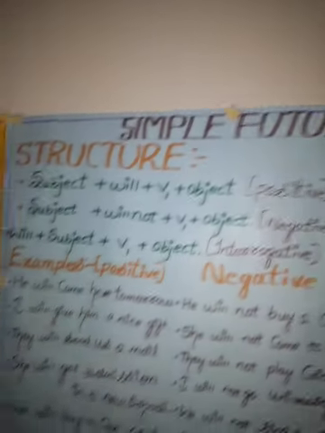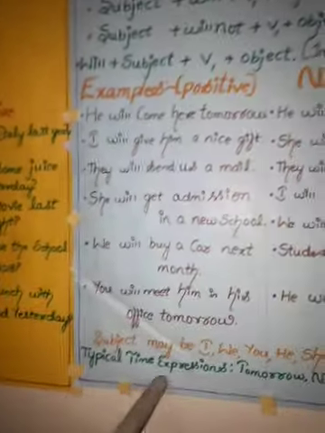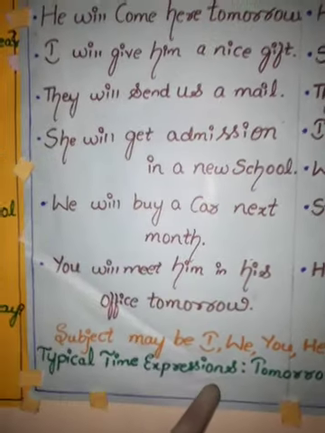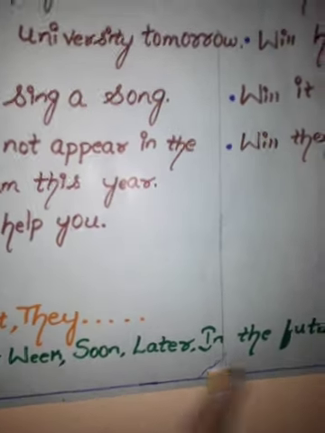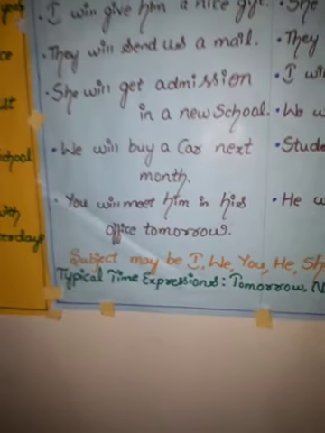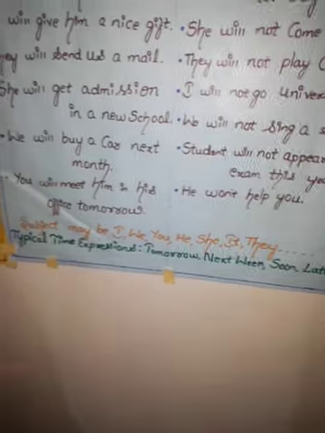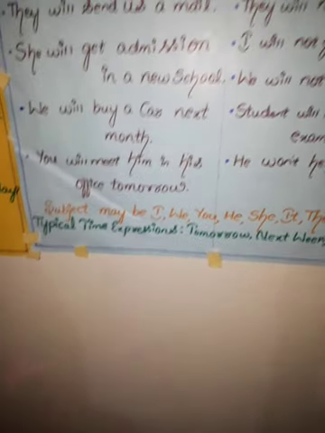Now how are we going to identify that the sentence is in simple future tense? By looking at expressions like tomorrow, next week, soon, later, in the future, next month, next day. By looking at all such expressions, we can say that a sentence is in simple future tense.